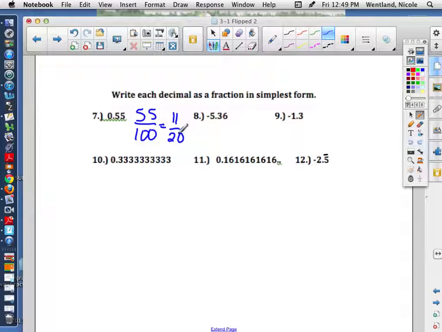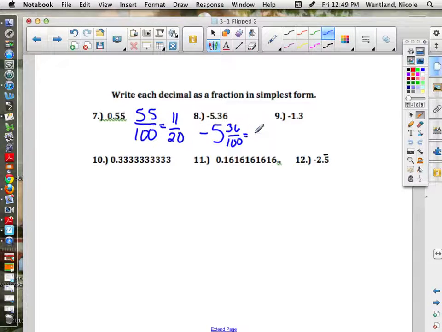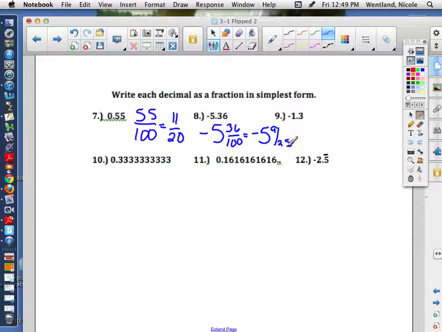For number 8, it would be a negative fraction because it's a negative decimal. 5 is your whole number, and 36 hundredths, which simplifies down to negative 5 and 9/25. Their greatest common factor being 4. Number 9 would be negative 1, and the 3 is in the tenths place, so it would be 3/10.